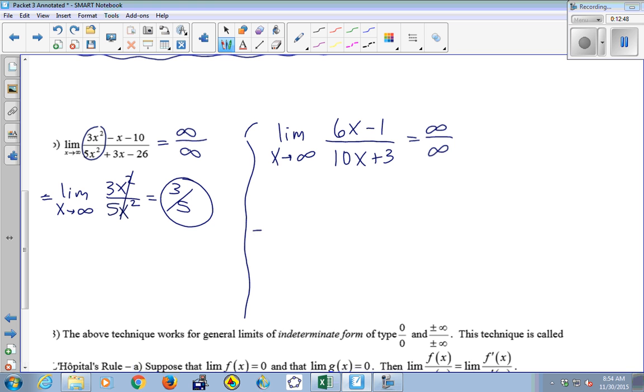Right? So this is the limit as x goes to infinity. As long as it still goes to an indeterminate form, you can take the derivative of the top and the bottom again. So this is 6 over 10. So the limit as x goes to infinity of a constant is just that constant.